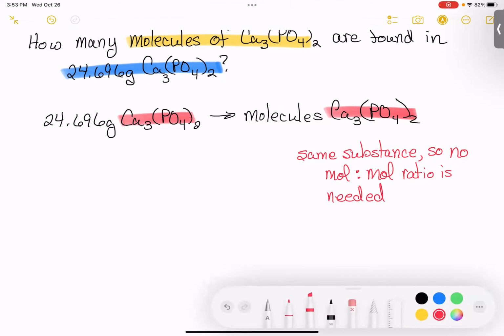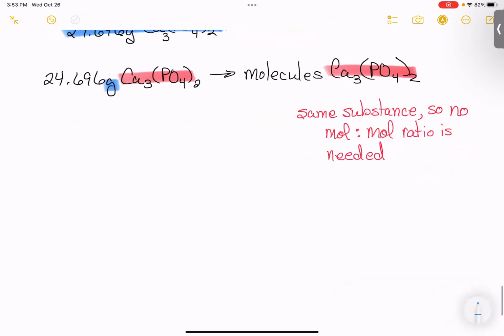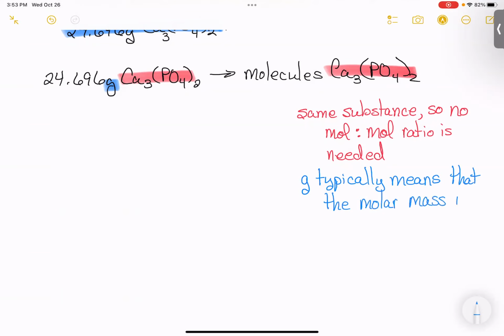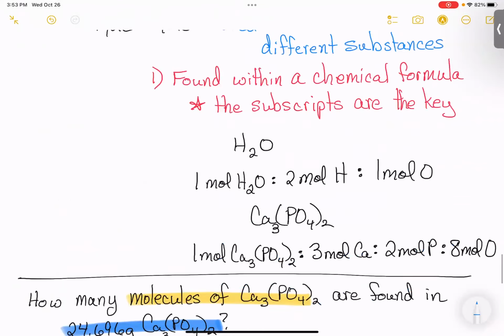The next thing I see is I have grams. Grams typically means I will need the molar mass, which we calculated earlier as 310.177.